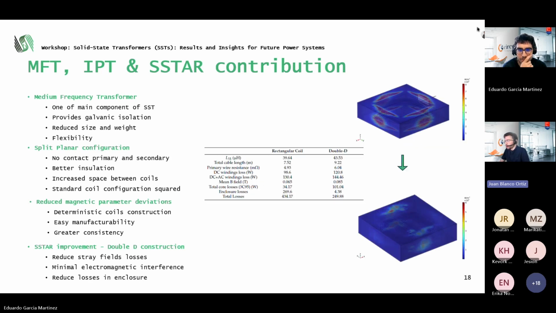You can click again. These are the results of the simulations and the comparison between the rectangular and double D coil. As you can see, the main point is that the enclosure losses, which is what we want to minimize, go from 270 to 4 watts. So it's almost none, with a little bit more core losses on the double D and DC and AC losses. But in general, there is a loss reduction. You can see here in the simulations how the square has more losses in the enclosure. You can follow the next one.